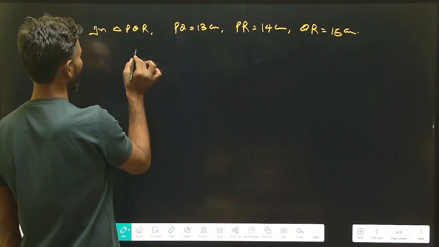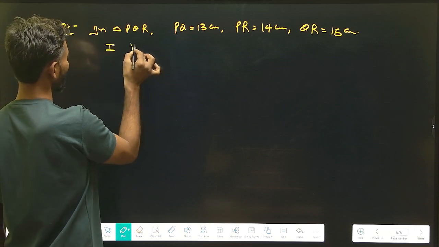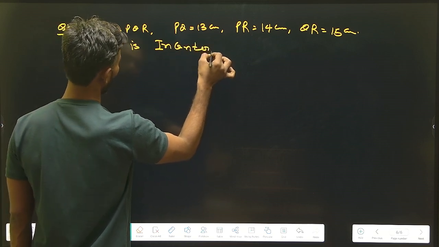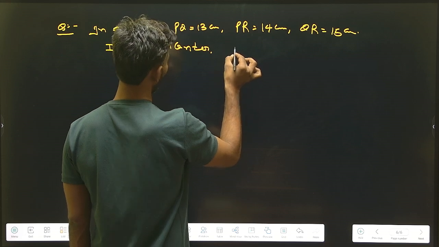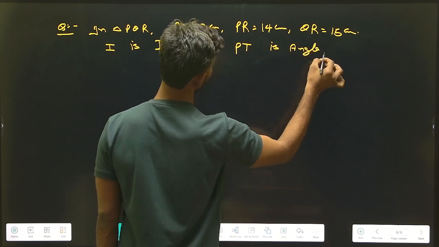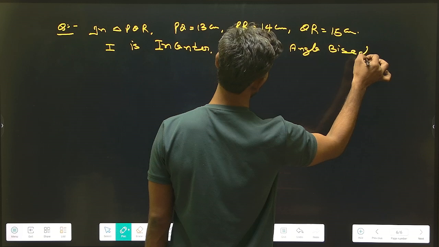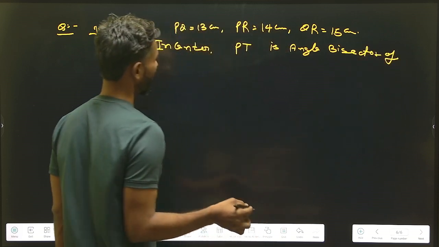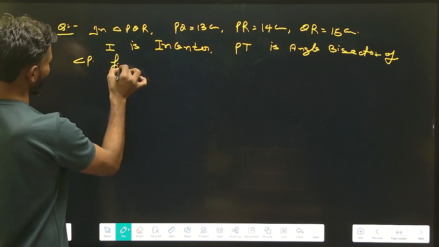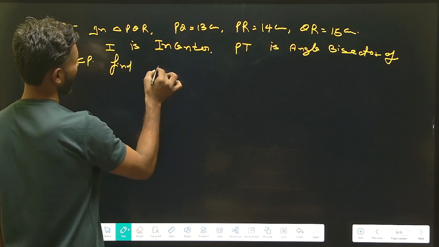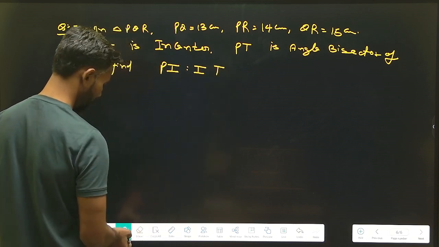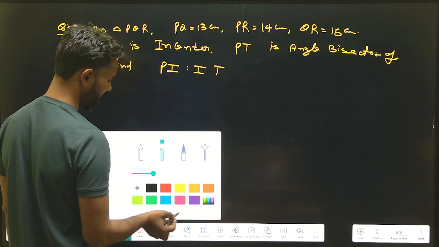I is the incenter, and PT is the angle bisector of angle P. Then find PI ratio IT. So this is the question over here, and we will discuss this.